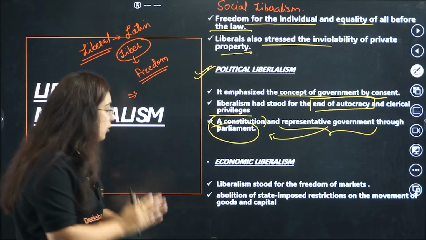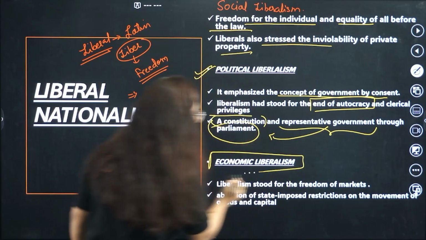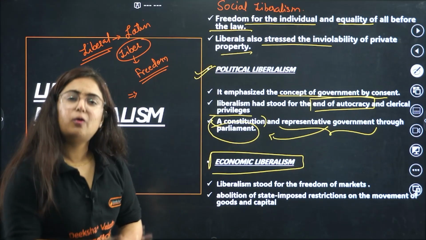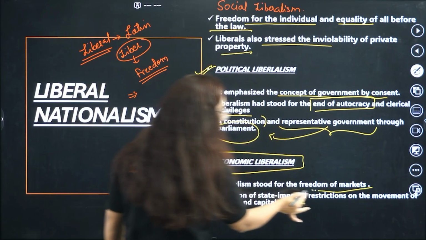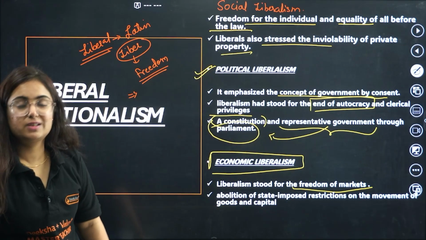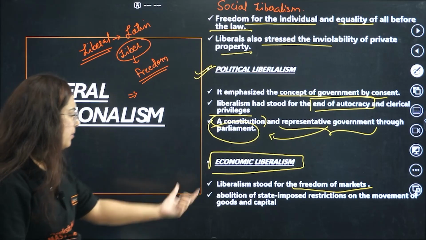Clear? Now moving towards economic liberalism, that is, freedom in the economy. What do you want in the economy? There should be free movement of goods and capital, goods and services. So there will be freedom of the market.